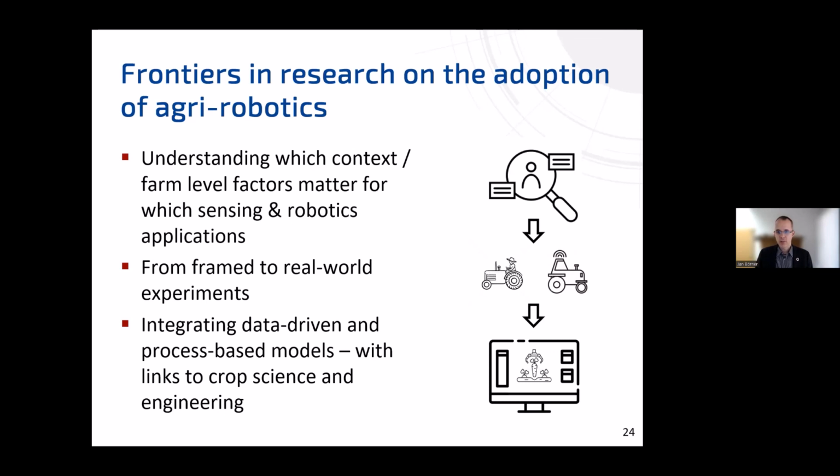As robotics and sensing technologies become commercially available, we could also slowly move from framed to real-world experiments. Actually, we have been able to do one real-world example already in CP6. So basically, the future is moving to the field and trying to work with farmers who are early adopters of these new technologies.